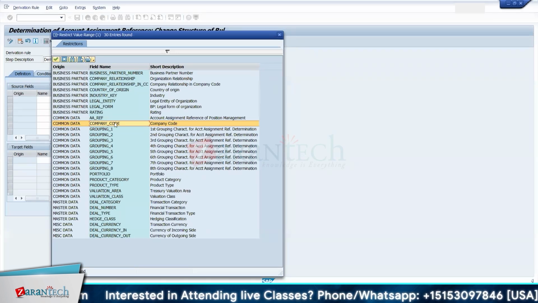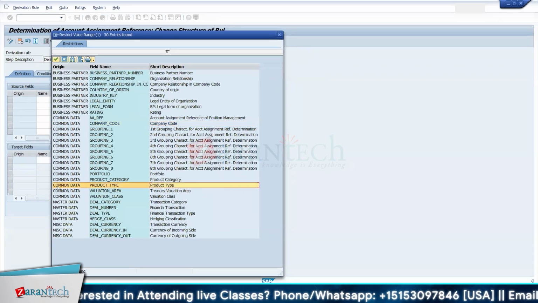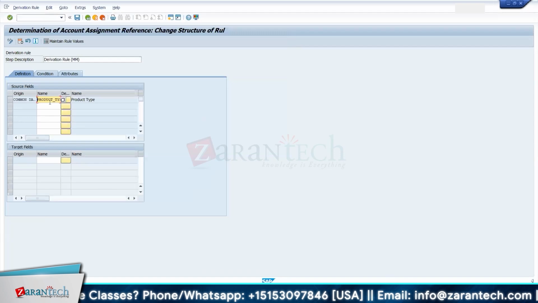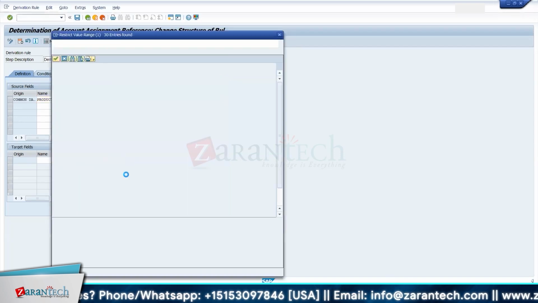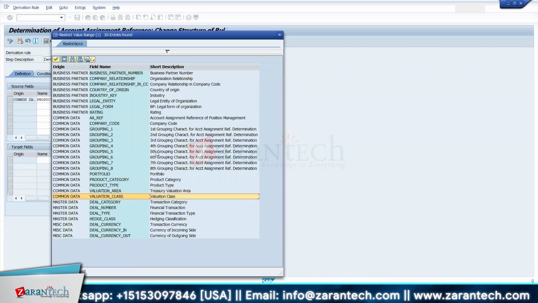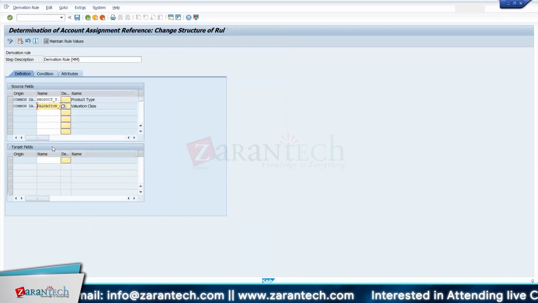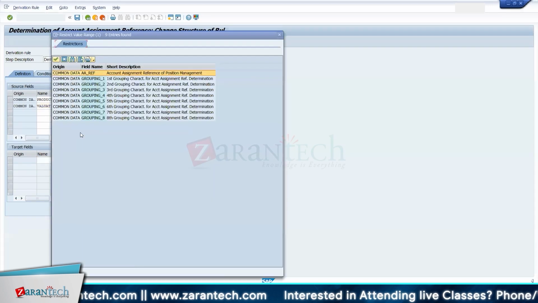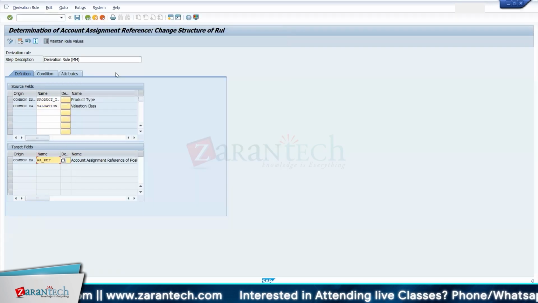So company code no need to use. Here directly I can say I will use the product type. Product type means for fixed deposit. This is the source. And second, I can use now here valuation class. So here you will not find general valuation class, so in the derivation rule, I have given the valuation class. So I will select the valuation class. And then here in the target field, I would say account assignment reference.